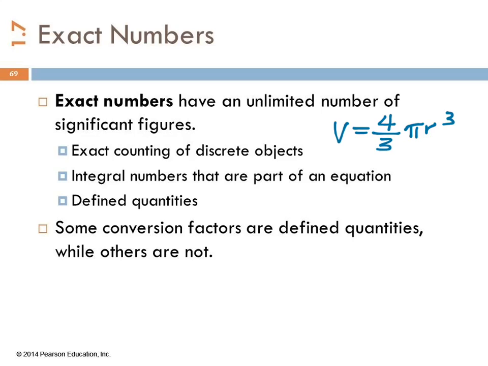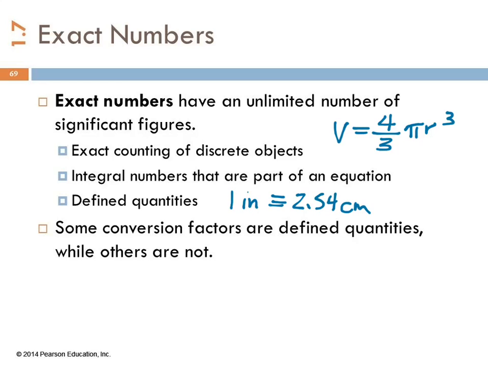Also, defined quantities. 1 inch is exactly equal to 2.54 centimeters. Remember in that table of conversion factors, I pointed out that this one was exact. So if you're using these numbers in a calculation, then we say it has an infinite number of significant figures, so we don't have to worry about them. Some conversion factors are defined, some are not.